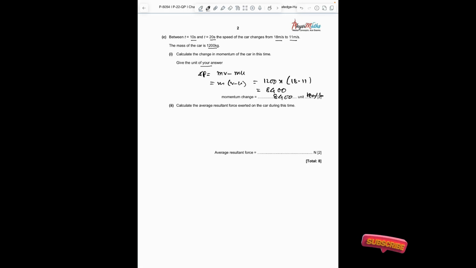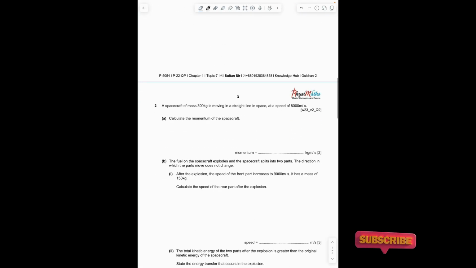Calculate the average resultant force exerted on the car during this time. So we know that force is rate of change in momentum, that means change in momentum by time. So change in momentum is 8400 and the time is 10 seconds, that means 840 Newton. 840 Newton. So let us move to question number 2.